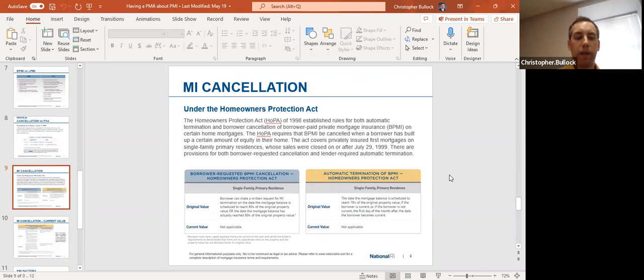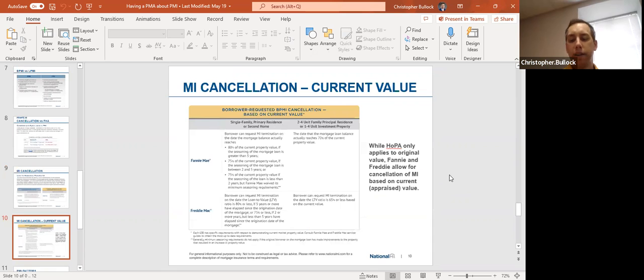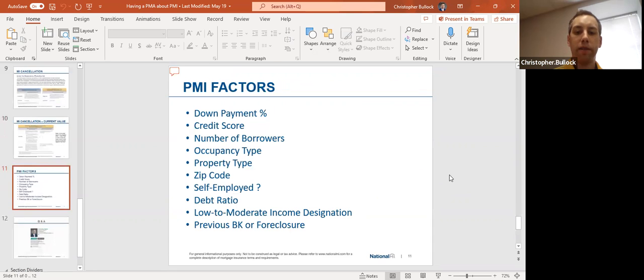Cancellation, this is just what I was talking about some more. Current value, that's getting an updated appraisal. Some factors about mortgage insurance. Like I said earlier, they look at way more than just what we look at for determining interest rates.